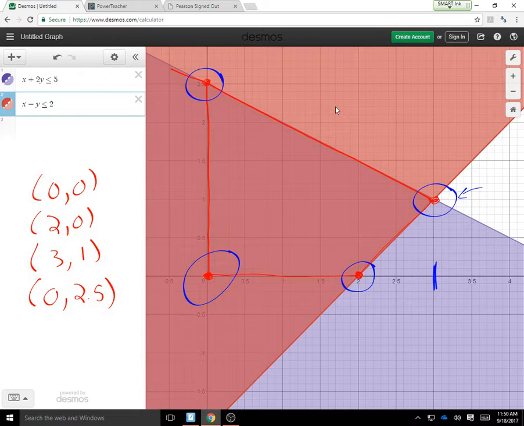Right now what we're worried about is how do I maximize, minimize. We're not worried about all the details of it, but how can I maximize, minimize?